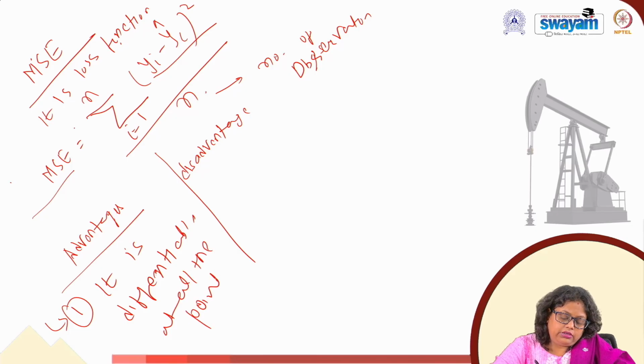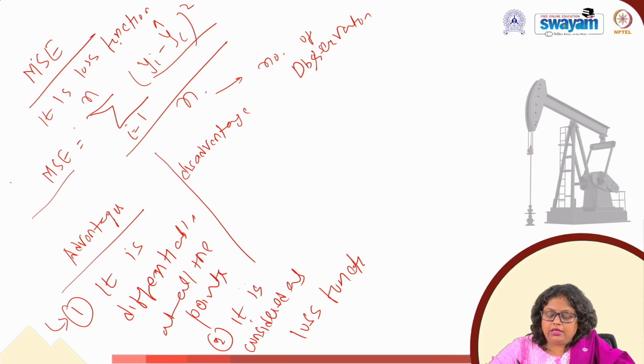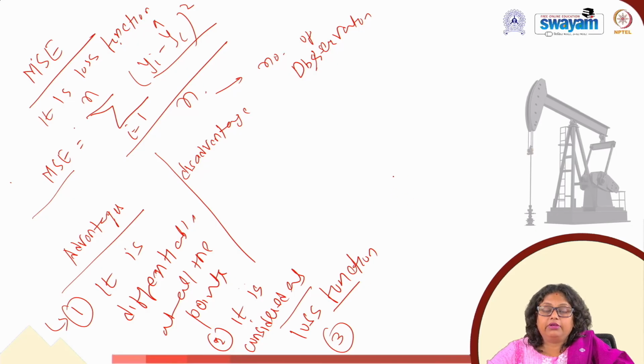So it is considered as loss function. The second thing, we talk about this with respect to the outlier. So one is the outlier, and then another one. Talking about the disadvantage, what is the disadvantage here?